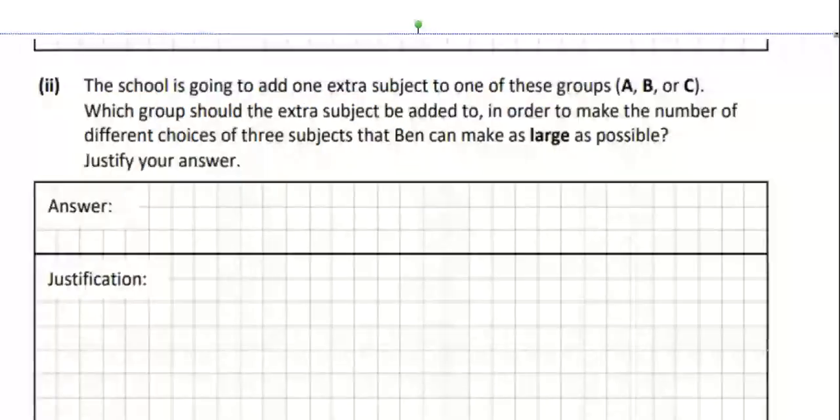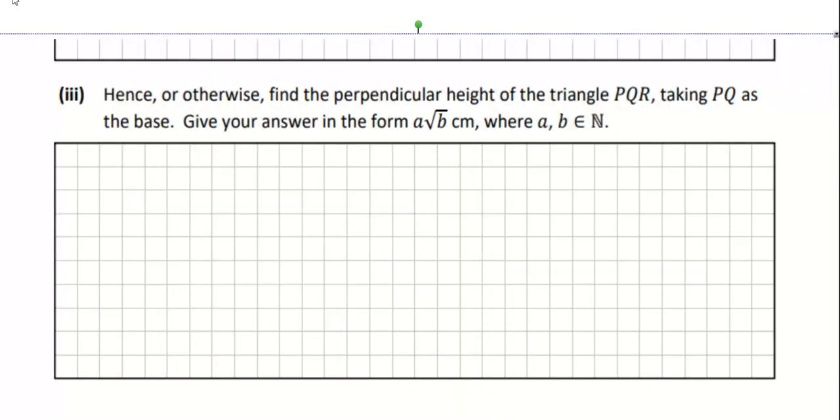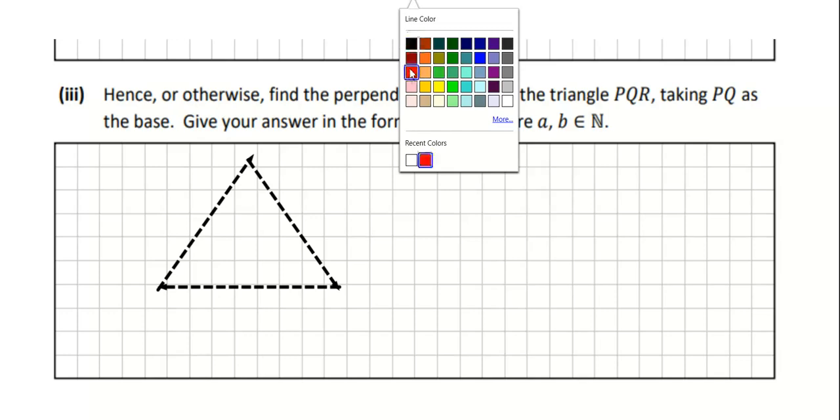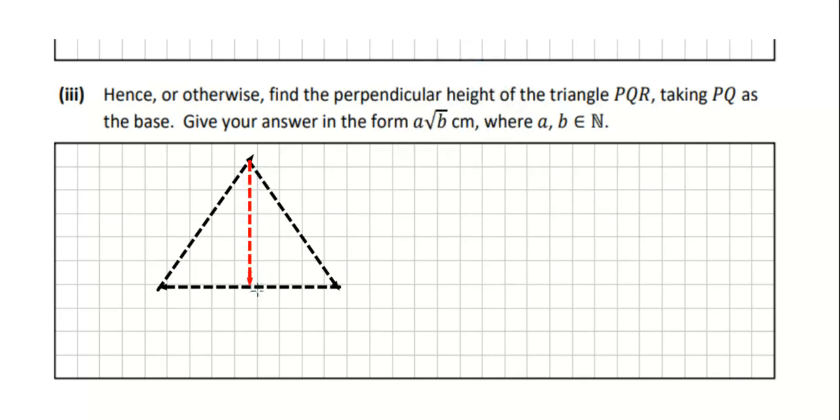So move on then. Oh wait, not that one yet. This one. Hence or otherwise find the perpendicular height. Okay, might as well show you the method I was thinking about earlier. What did I say earlier? They wanted the perpendicular height, they want the red one, don't they? Do you see that? What did we say earlier?